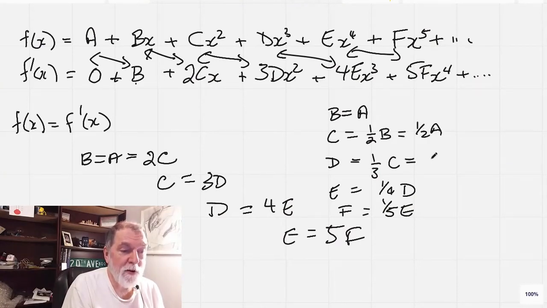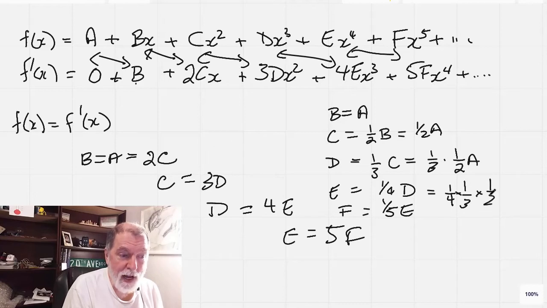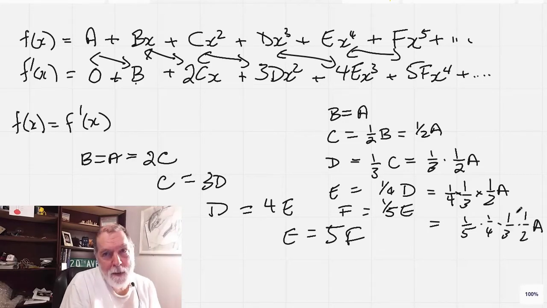d is a third c, which is 1/3 of a half a. e, a quarter d, is a quarter of 1/3 of a half a. And f is a fifth of e, which is 1/5 of a quarter of a third. So we get a pattern.